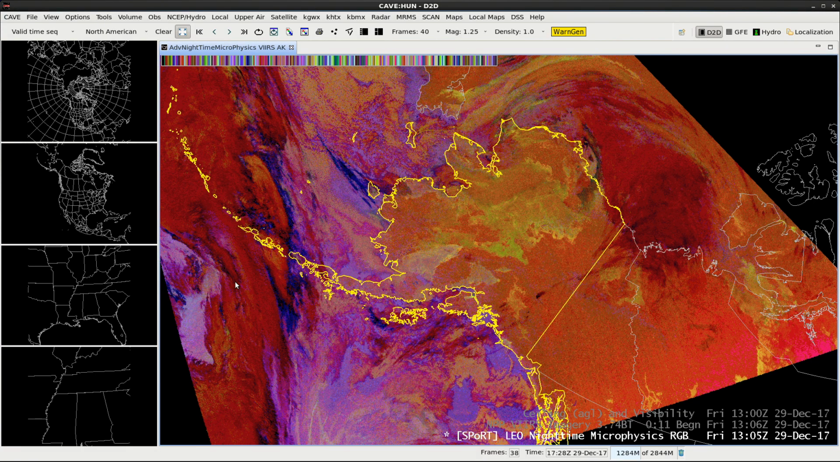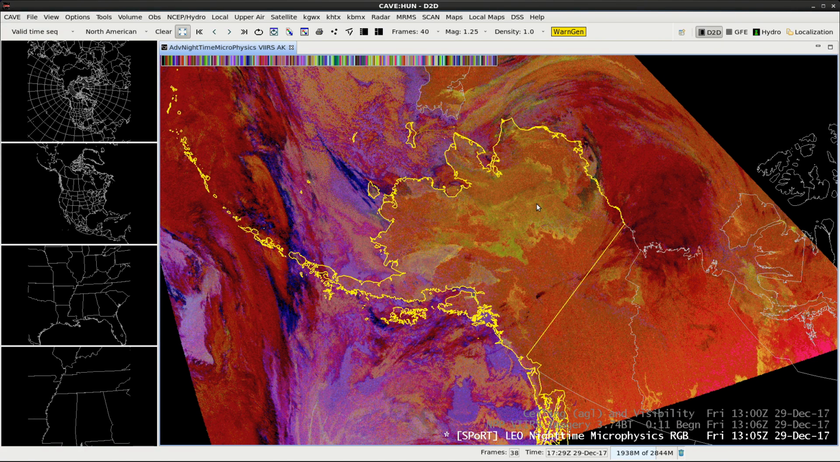Today I'm going to be demonstrating the application of the Nighttime Microphysics RGB, especially over the Alaska domain. The Nighttime Microphysics RGB is especially useful for distinguishing low cloud phenomena such as stratus and fog from other types of clouds. Typically, these low clouds will appear as shades of light aquas or light grays, as seen here in parts of south central Alaska, or perhaps light oranges and light yellows, as observed here in interior and northern parts of the state.